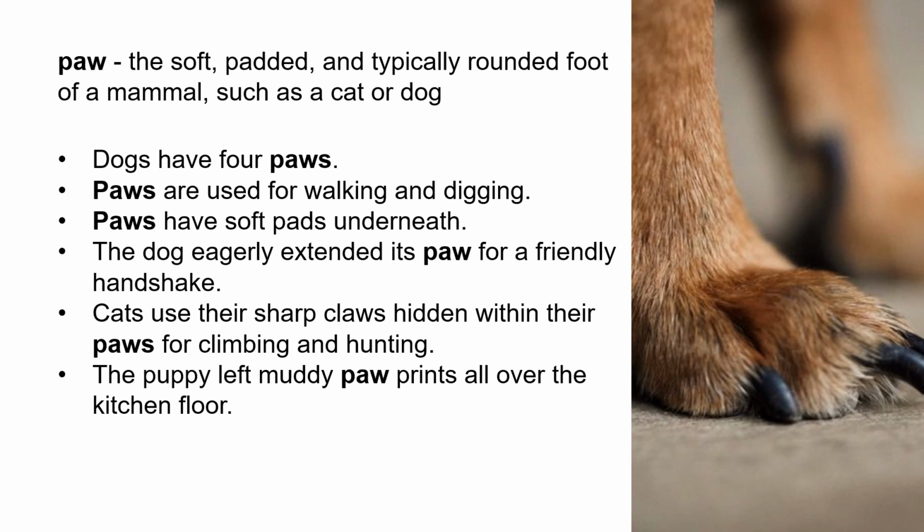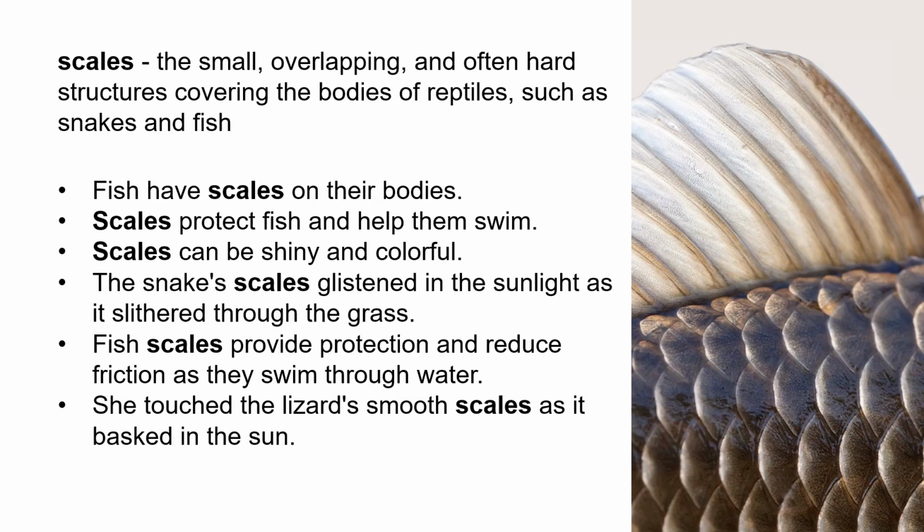The paw is the soft, padded, and typically rounded foot of a mammal, such as a cat or dog. Scales. Scales are the small, overlapping, and often hard structures covering the bodies of reptiles, such as snakes and fish. Fish have scales on their bodies.